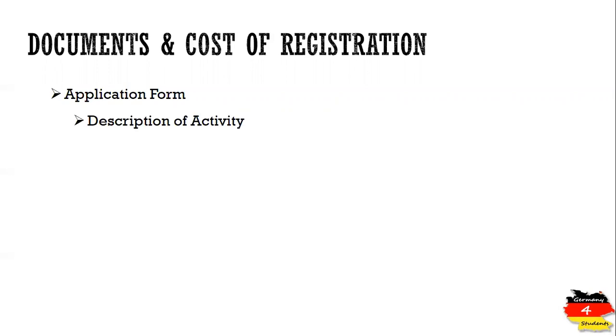Now let's talk about the documents and cost of registration. The very first document is the application form. This application form is usually available on the website of the city administration. If you are living in Frankfurt, for example, you can just Google Gewerbeanmeldung in Frankfurt and you will find a form. Similarly, you can check for your own city. You just type in Google Gewerbeanmeldung and the name of your city, and you will find the application form. In your application form, you have to provide your personal details, and you have to provide the description of activity, which means what type of activities, what products you are going to sell.